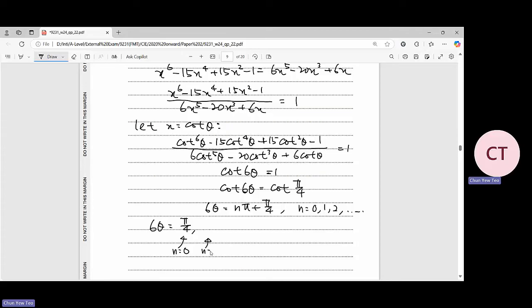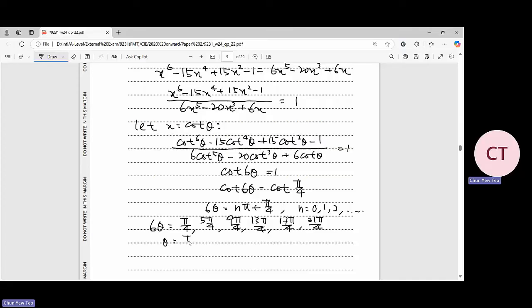When n is equal to 1, you will get 5 pi over 4. When n is equal to 2, you get 9 pi over 4. N equal to 3, you get 13 pi over 4. N equal to 4, you get 17 pi over 4. Now we have 5 answers already. We're supposed to have 6 answers. And the last answer that we want will be 21 pi over 4. So this will be the 6th answer.